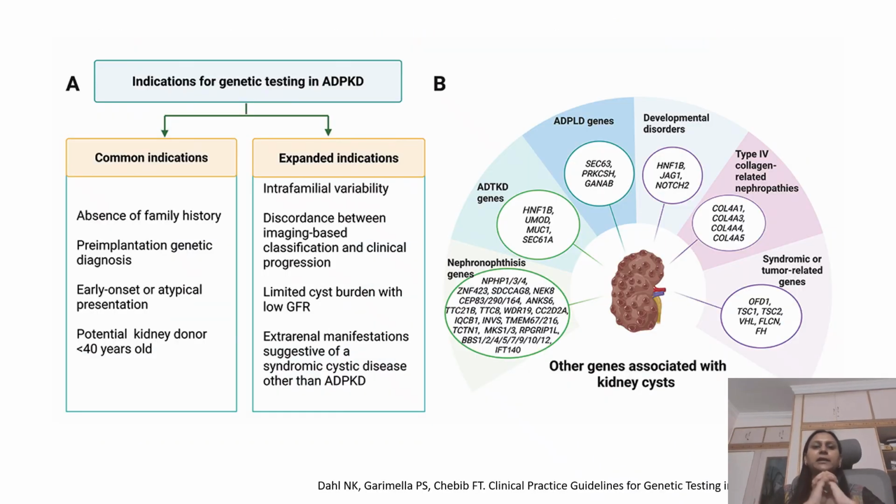This is a nice compact high yield summary figure from Kidney News. The first figure lists indications for genetic testing, both the common ones, that is absence of family history, early onset or atypical presentation, potential young kidney donor, pre-implantation diagnosis, and expanded ones, that is intrafamilial variability, imaging clinical discordance, low cyst burden with low GFR, extrarenal features suggesting a different syndromic cystic disease. Figure B is a broader differential of genes that can mimic ADPKD. That includes nephronophthisis genes, ADTKD genes, ADPLD, developmental disorders, type 4 collagen-related nephropathies, syndromic or tumor-related genes.